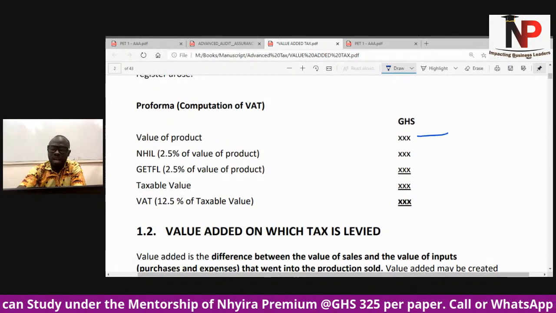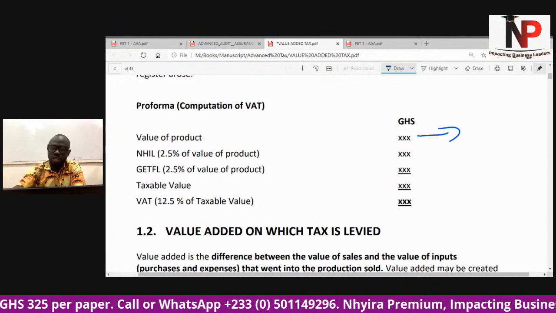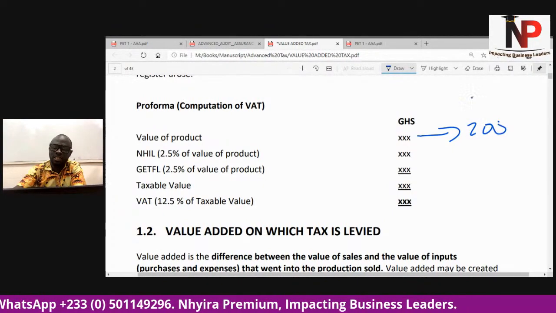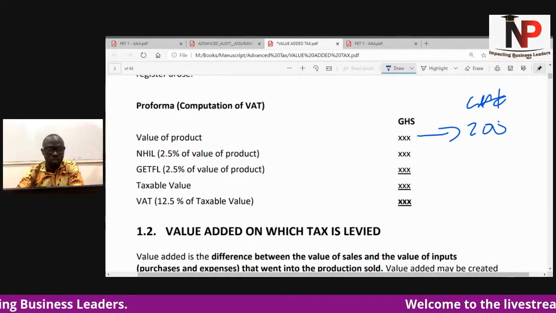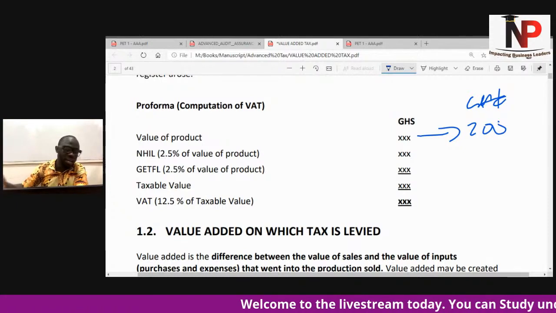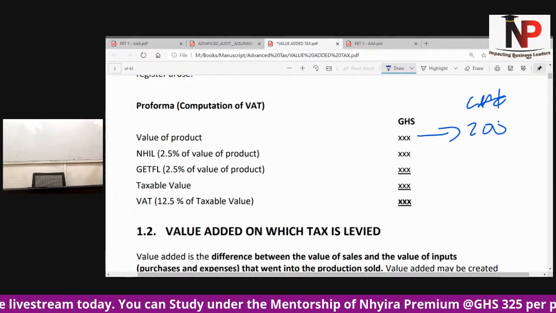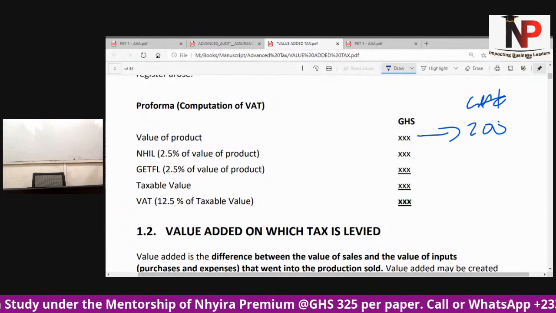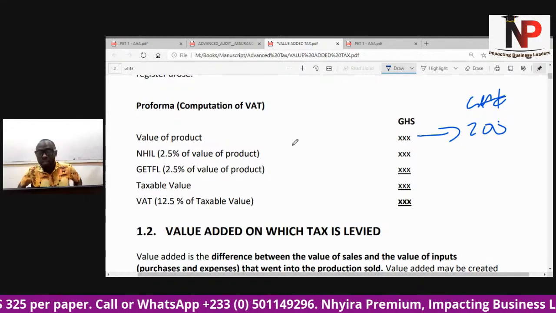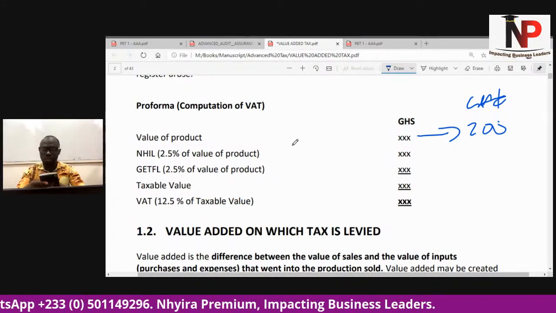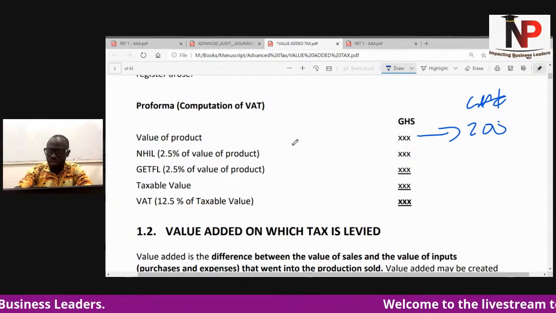So we realize that we bring the value of the goods, that is how much we are selling the goods for. So if, for instance, we are selling the goods for, say, $200 or 200 Ghana cedis, since we are in Ghana, let's stay with that. We are selling the goods for 200 Ghana cedis. That is the value of the goods. So we're going to charge 2.5% of 200 Ghana cedis. Let me grab my calculator. All right, so 2.5% of 200, and that's about 5, okay?